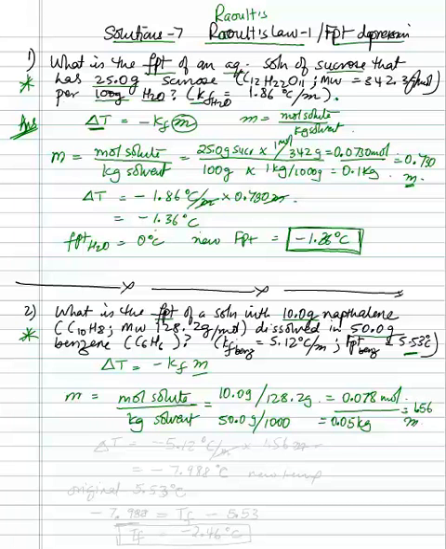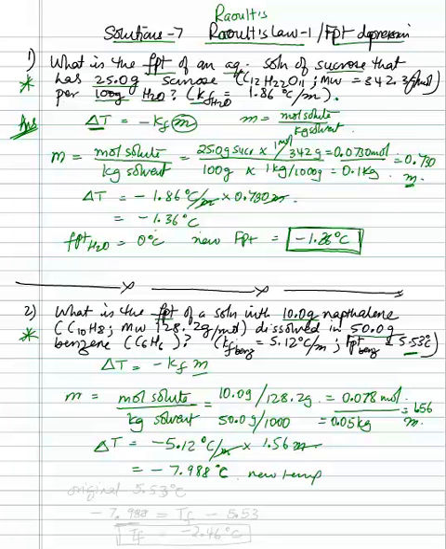1.56 molal. And once you have that, you bring it to your formula, which is delta T equals minus Kf, which is minus 5.12 degrees Celsius per molal, times the molality, which is 1.56 molal. Molality cancels out, and our change in temperature is equal to minus 7.988 degrees Celsius.